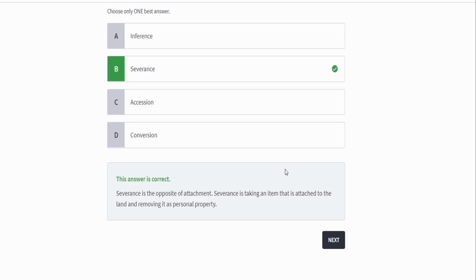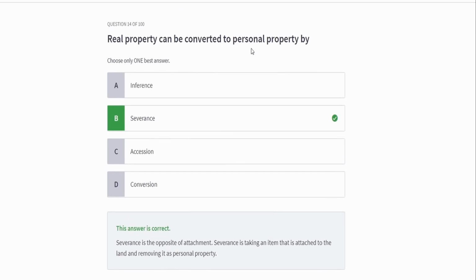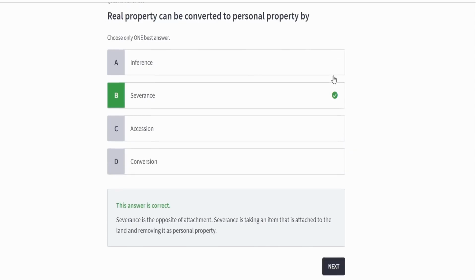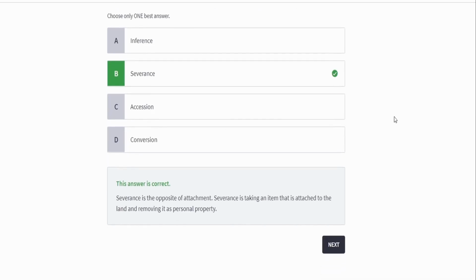But yeah, so severance is the opposite of attachment, as I discussed earlier. And I think that's a great way of remembering it, because obviously attachment is when personal property is converted to real property. So the opposite of that is severance. You're severing something. Again, severance is taking an item that is attached to the land and removing it as personal property. So be familiar with that and you'll be good to go come exam day.